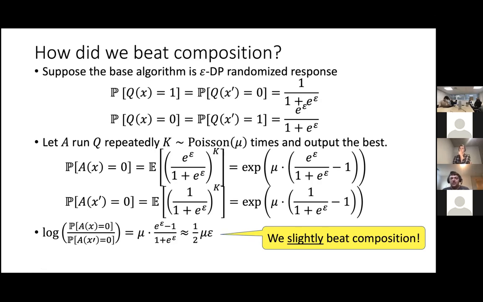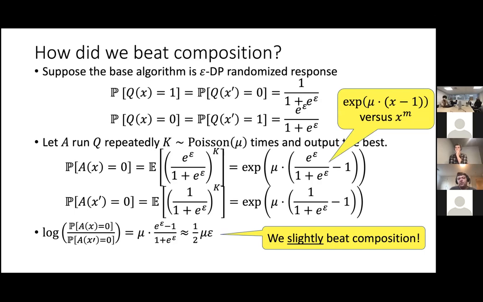So this is the simplest example I can fit on one slide, which shows that we are able to beat composition. The magic is just that this function, exp of mu times x minus 1, is nicer than x to the m. Previously we had a fixed number of repetitions, this monomial x to the m. Now we have a Poisson, we get this exponential function. These functions are known as probability generating functions, which I briefly mentioned earlier. This probability generating function is just a little bit smoother, and therefore we're able to get a little bit better privacy guarantee.